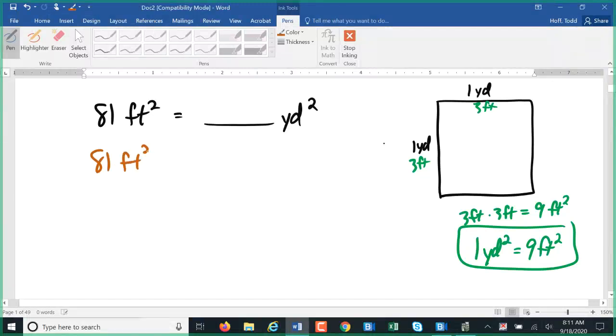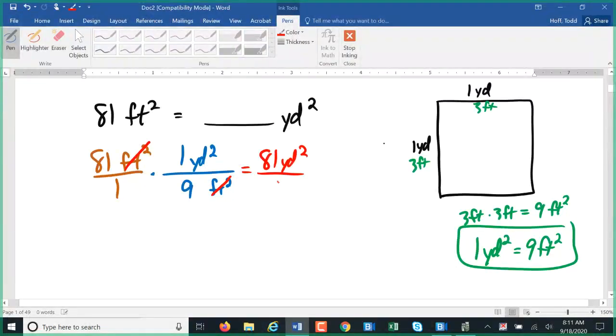So I have my 81 square feet. I'll put it over 1. Square feet on bottom, so they cancel out. Well, 9 square feet equals 1 square yard. So square feet cancel out. 81 times 1 yard squared is 81 square yards. And 1 times 9 is 9, and we divide that out. 81 divided by 9 is 9 square yards. So 81 square feet is only 9 square yards.